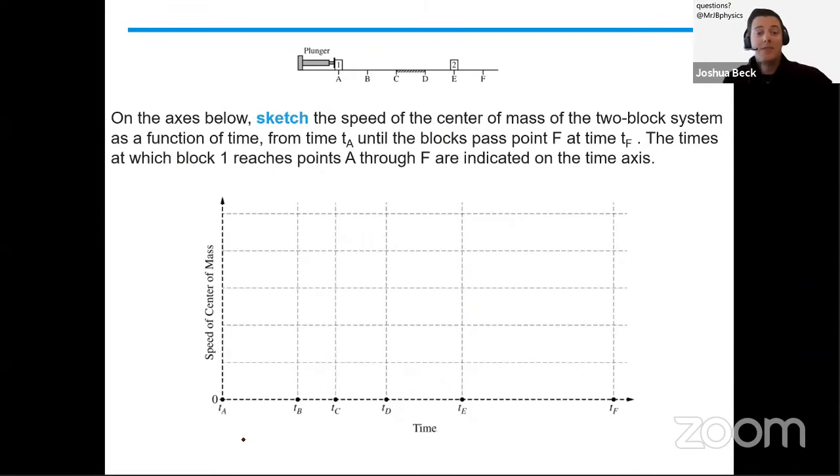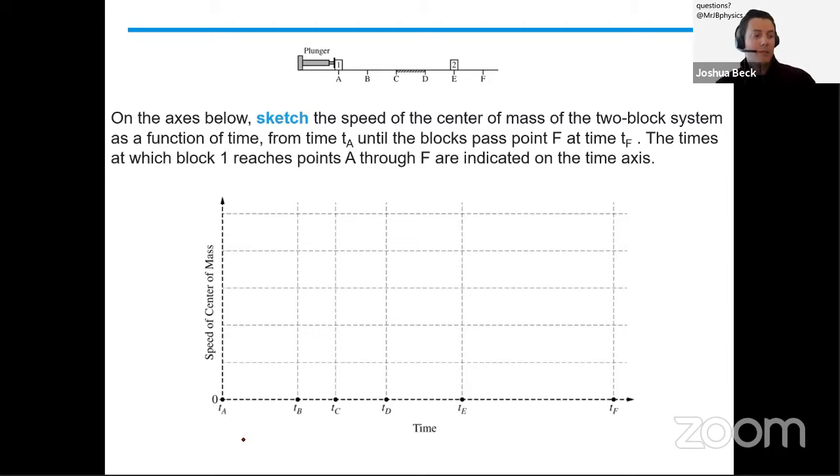The problem has you sketch a graph. So I want you to read this. You're going to sketch the speed of the center of mass of the two-block system as a function of time. On your paper, I want you to take a minute here. I'm going to give you about 45 seconds. I'll keep an eye on the timer. Give you about 45 seconds, and I want you to sketch your graph. This is important. I want you to actually take a minute and sketch a graph so that way you can see if you fall into any of these common pitfalls that other students fell into when they took this exam.